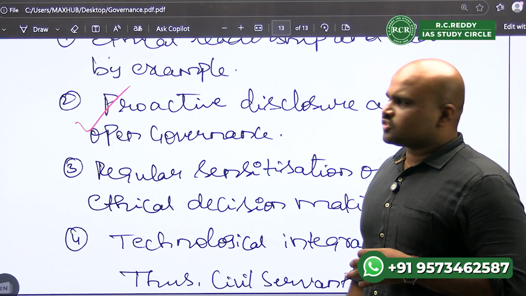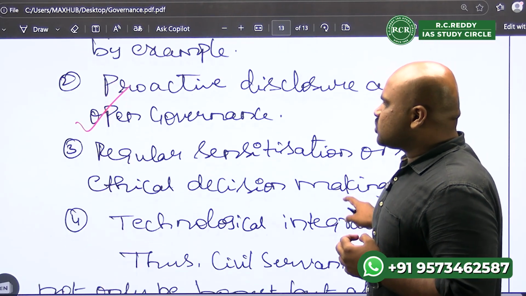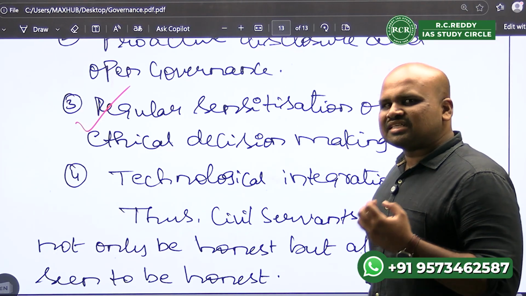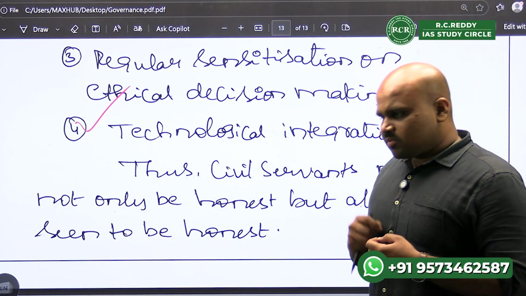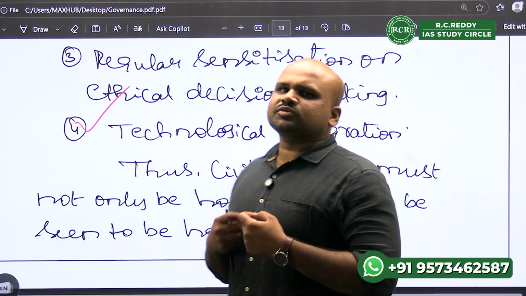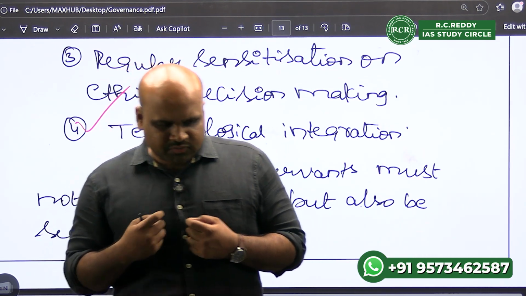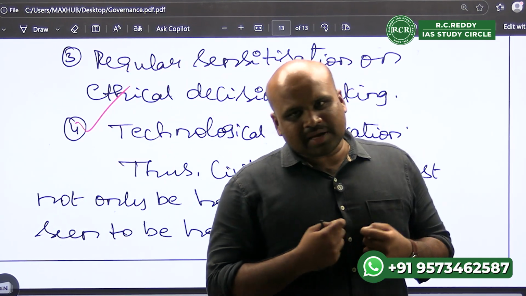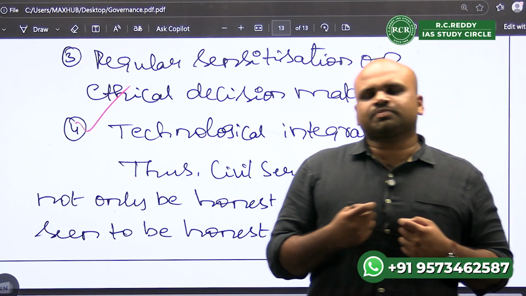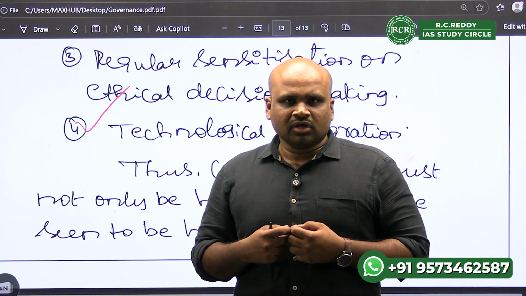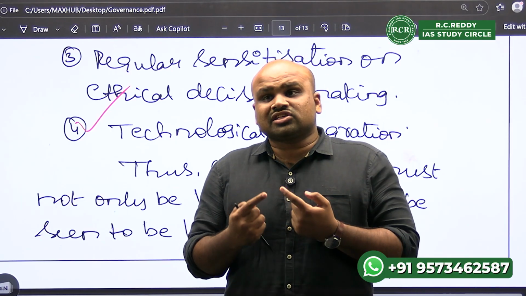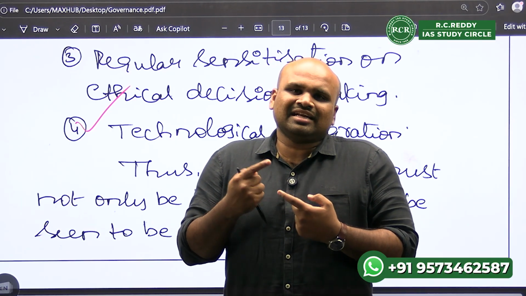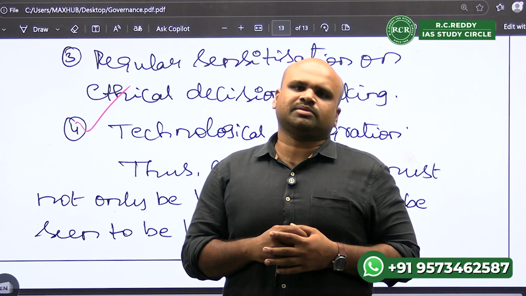training of civil servants, proactive disclosure and open governance, regular sensitization on ethical decision making. Technological integration can be brought in as a factor to enhance this positive public perception. For example, you see the Capacity Building Commission, CBC, which is part of Mission Karmayogi, and also the iGOT platform, which is part of Mission Karmayogi, actually provides the necessary training for maintaining the perception.